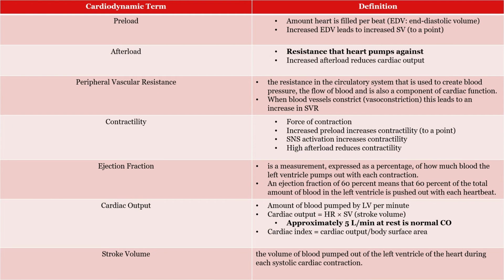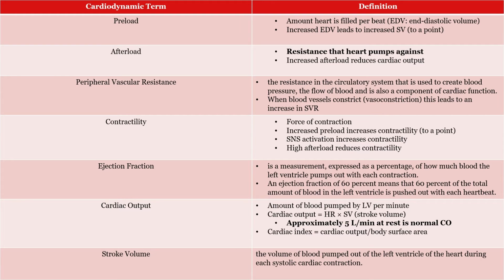You need to know these cardiodynamic definitions to understand CHF. Preload is the amount of blood the heart can take in. Afterload is the resistance the heart must work against to get the blood out. For the left ventricle, this is the systemic blood pressure, or peripheral vascular resistance. For the right ventricle, this is the pulmonary blood pressure, or the pulmonary vascular resistance.